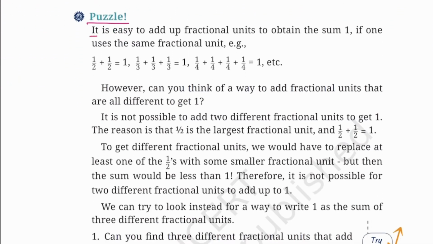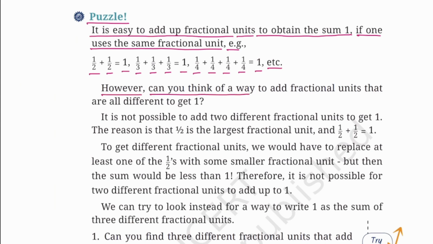Puzzle. It is easy to add up fractional units to obtain the sum 1 if one uses the same fractional unit. For example, 1/2 + 1/2 = 1, 1/3 + 1/3 + 1/3 = 1, 1/4 + 1/4 + 1/4 + 1/4 = 1, etc. However, can you think of a way to add fractional units that are all different to get 1?